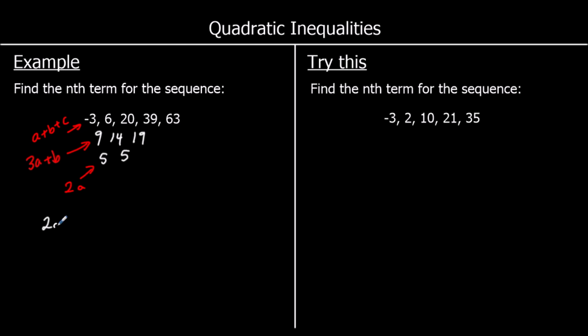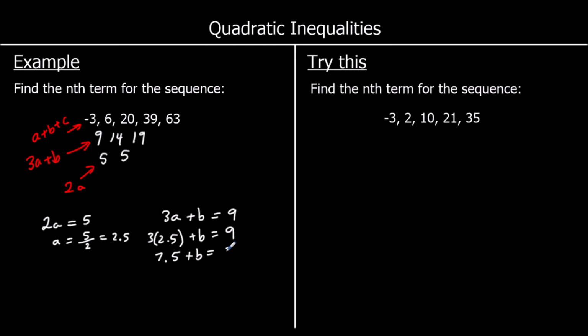So 2a equals 5. What's a? So half each side. So either 5 over 2 or 2.5, whichever one's easier. I'll write 2.5. It might be easier in the calculations. 3a plus b equals 9. So 3 lots of 2.5 plus b equals 9. 3 2.5s make 7.5. And then take 7.5 away from both sides. So b is 1.5. And a plus b plus c is negative 3.